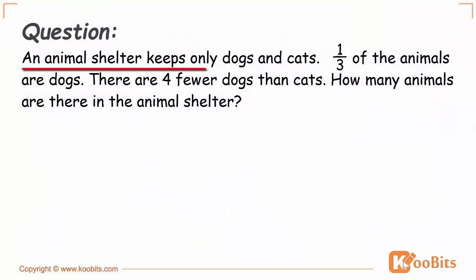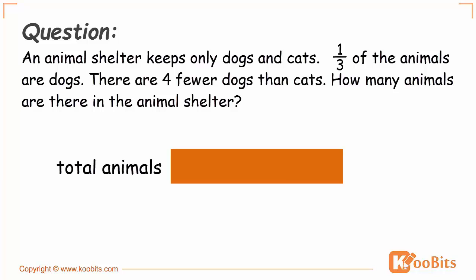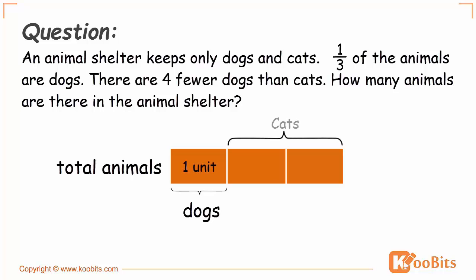The animal shelter keeps only dogs and cats. Let's use a rectangle to represent the total number of dogs and cats in the animal shelter. 1/3 of the animals are dogs. Let's divide the rectangle into 3 equal parts. 1 part out of the 3 parts represents the number of dogs. Let's represent 1 part as 1 unit. Can you see that the number of cats can be represented by 2 units?